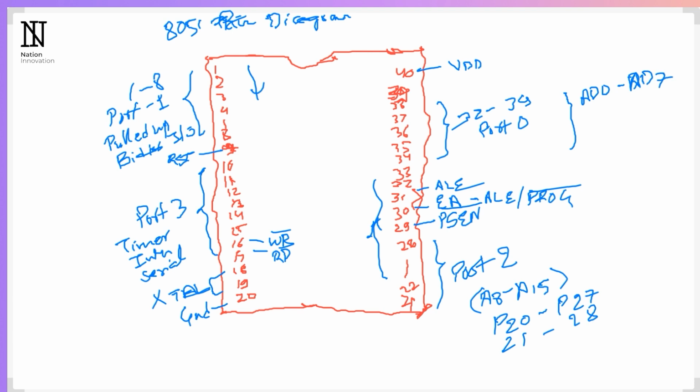So this is the complete functionality of all the pins of 8051. Now we will start with assembly language programming.